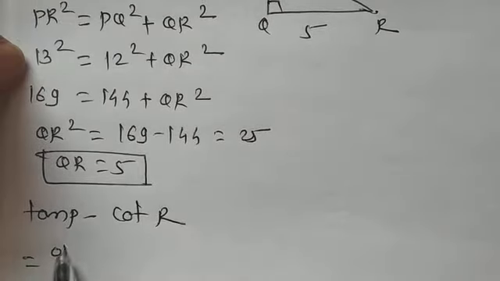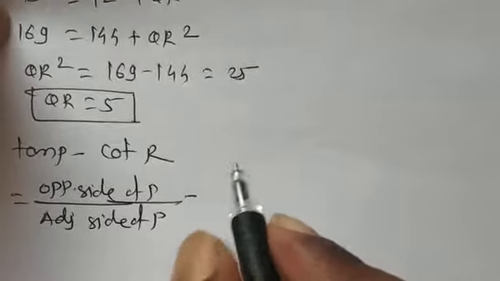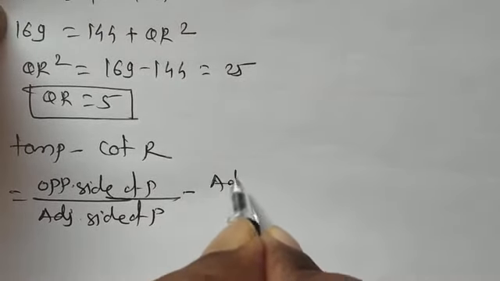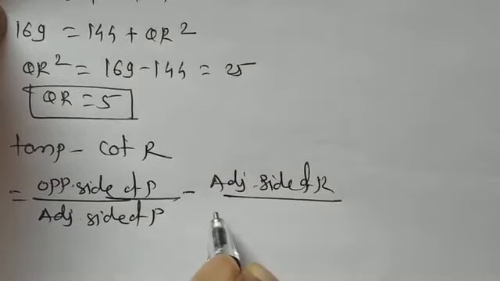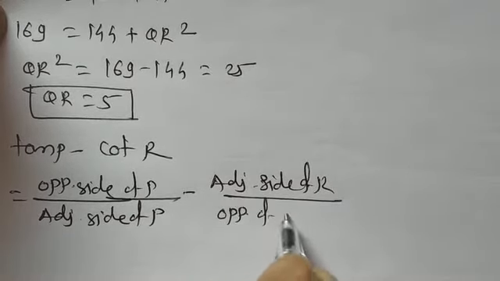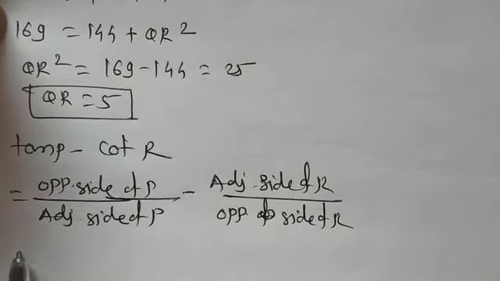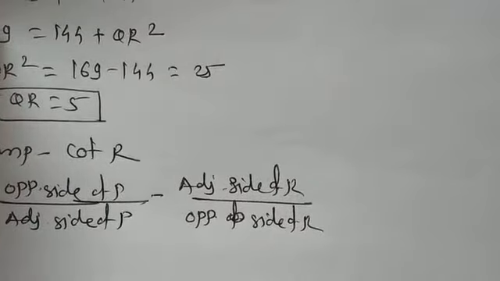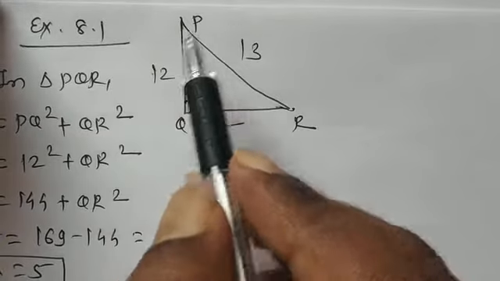opposite side upon adjacent side of P, minus cot R. Cot R is adjacent side of R upon opposite side of R. So using this formula, find from the figure.